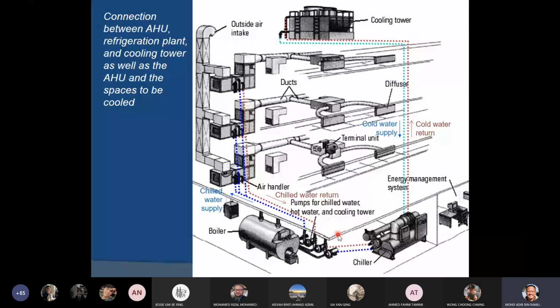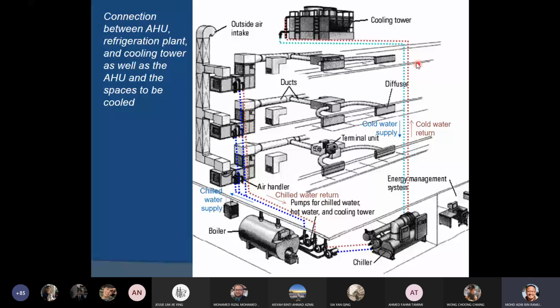You can see the chiller, and as I mentioned, the chiller supplies chill water to the AHU. Then from the AHU it returns back to the chiller, and from the chiller it gets to the cooling tower.